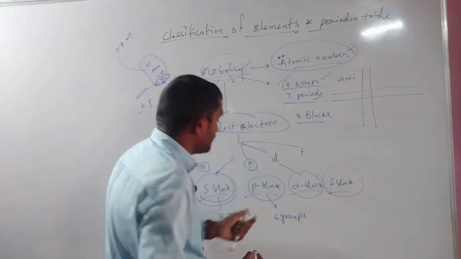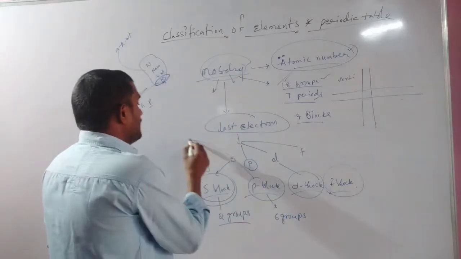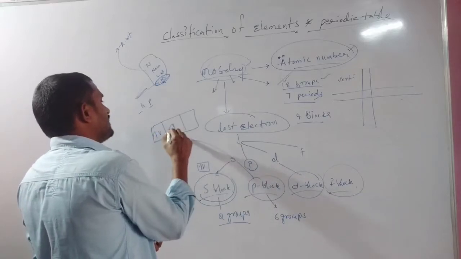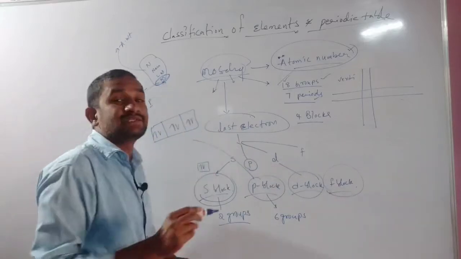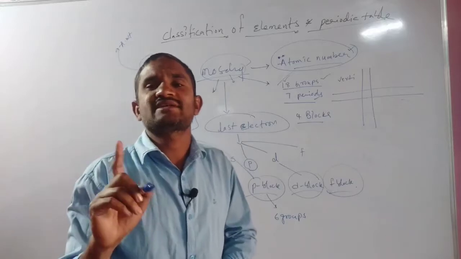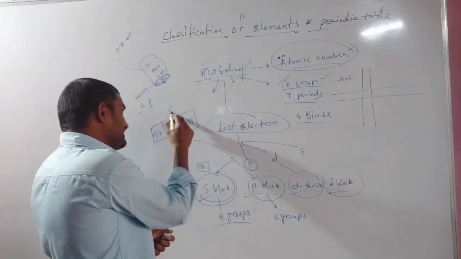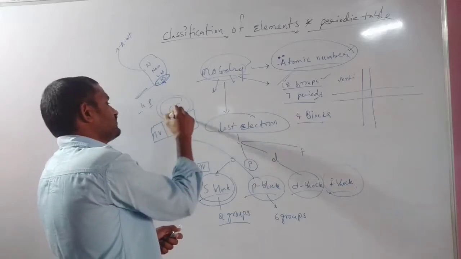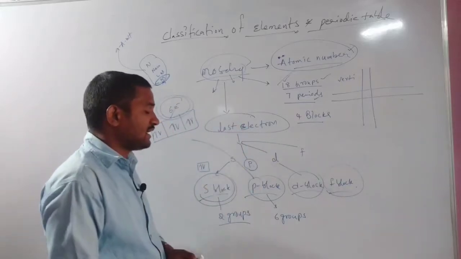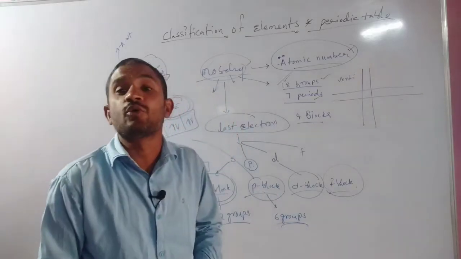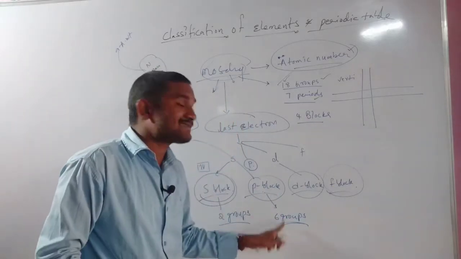You have to try to remember in this way. In the P orbitals, how many electrons can we fill? Only 6 electrons maximum. More than 6 electrons, there is no chance to fill. 6 electrons is the maximum we can fill in the P orbital. That's why the P block consists of how many groups? 6 groups. Yes, 2 plus 6, 8.